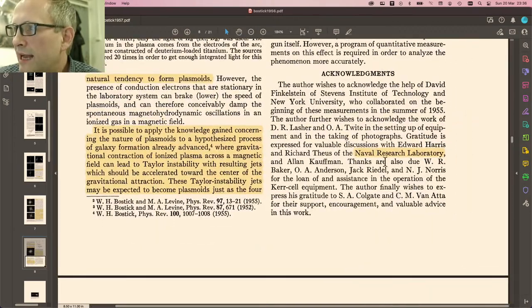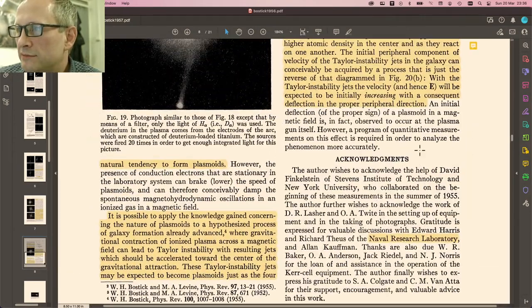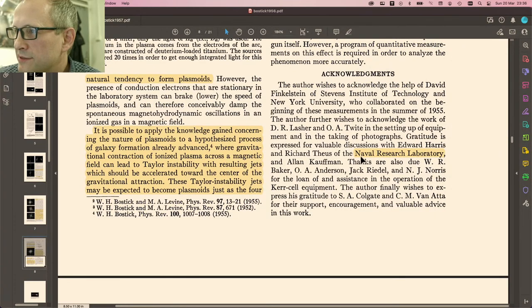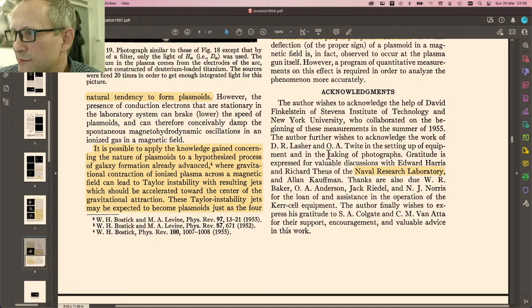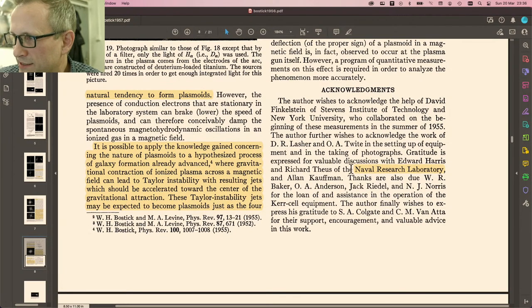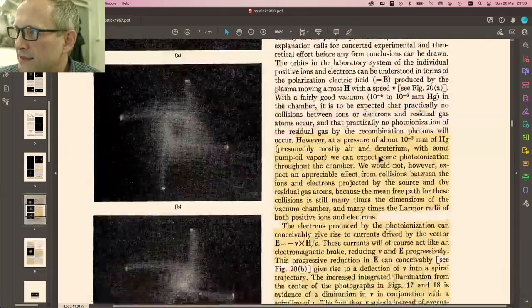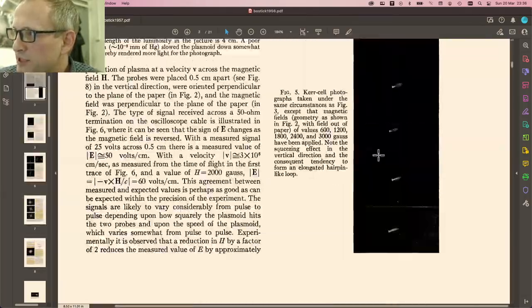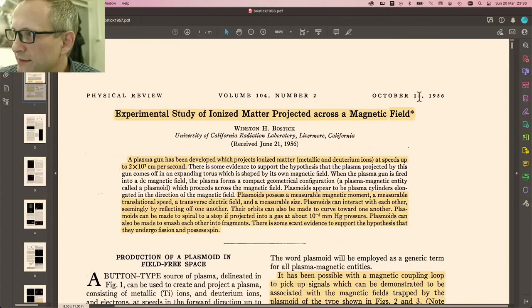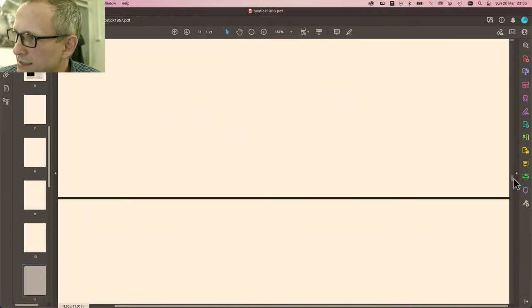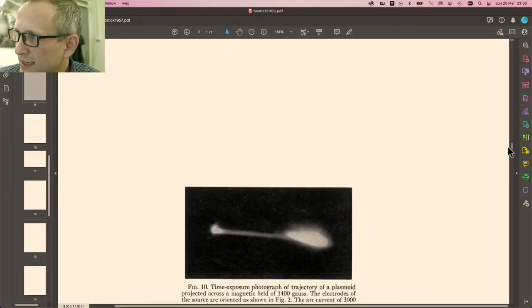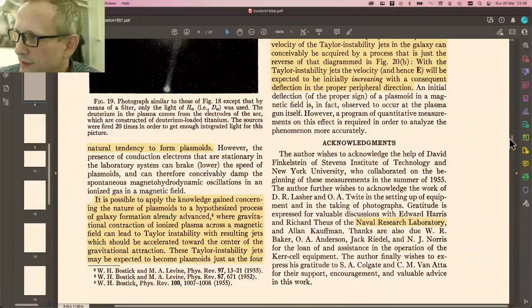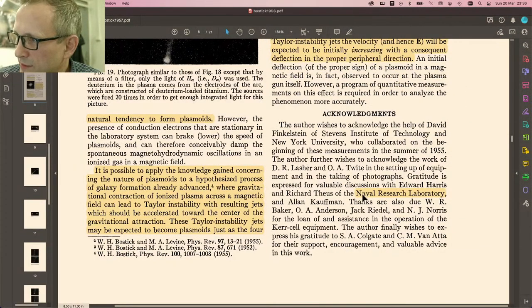Okay, and just down here, we will read the fact that this was funded by the Naval Research Laboratory, or were valuable discussions with the Naval Research Laboratory. So I do think that it's interesting that prior to this being published, on October the 15th, 1956, there was credit given with discussions to the Naval Research Laboratory.